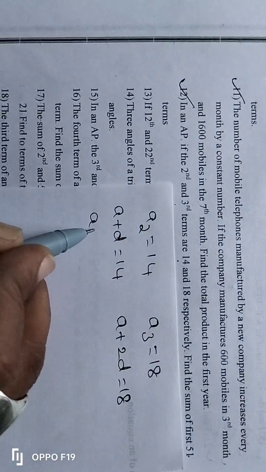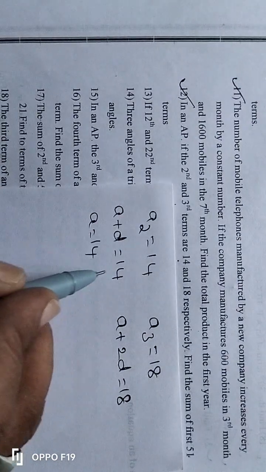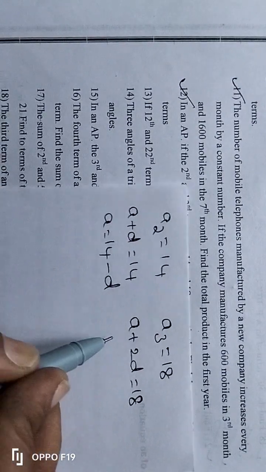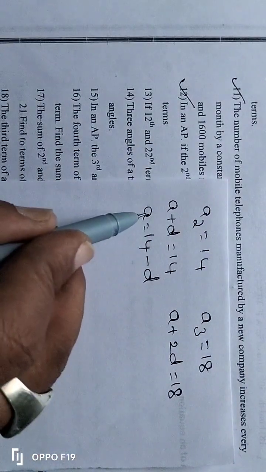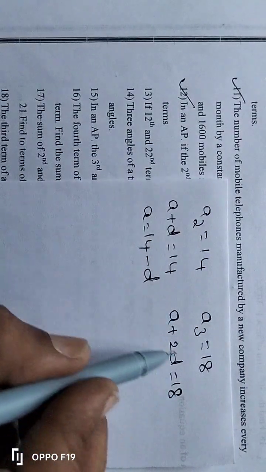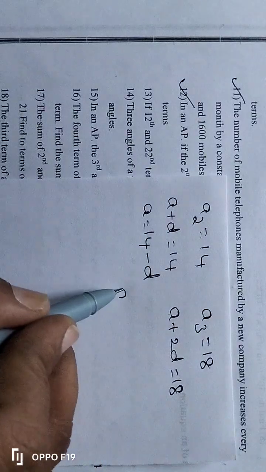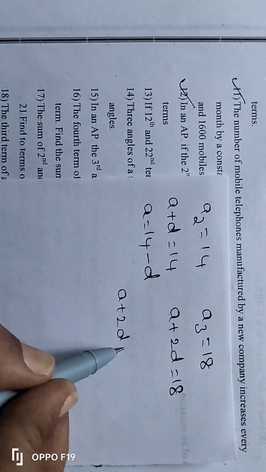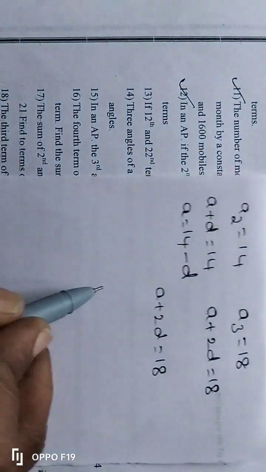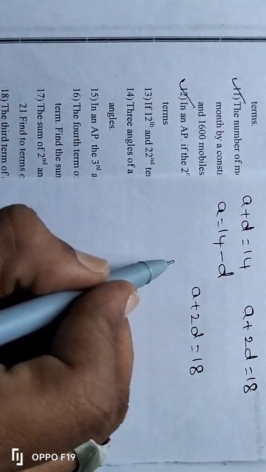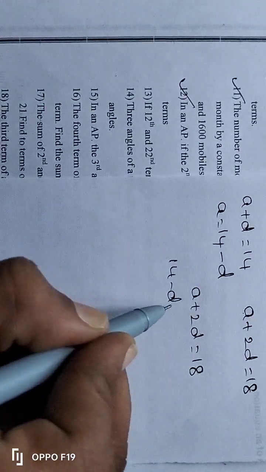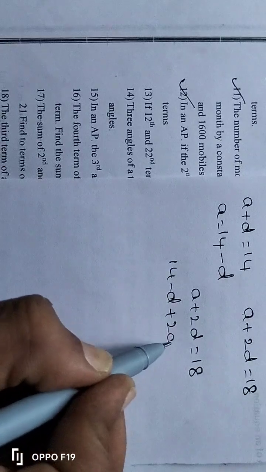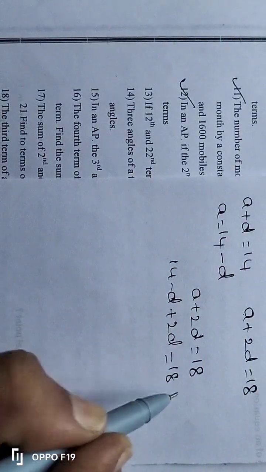Now A can be written as 14 minus D, if we shift plus D, it will become minus D. Now substitute this value of A into this one. What is A plus 2D? It is equal to 18. Now what is A? A means 14 minus D, plus what is remaining, 2D is equal to 18.